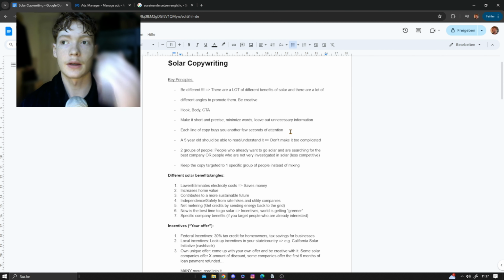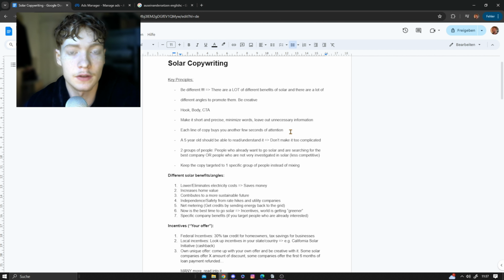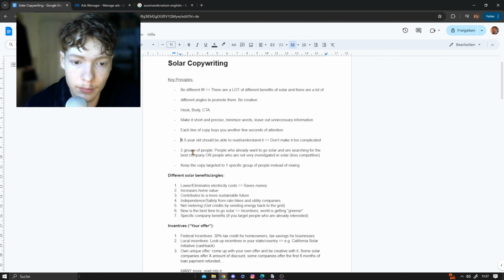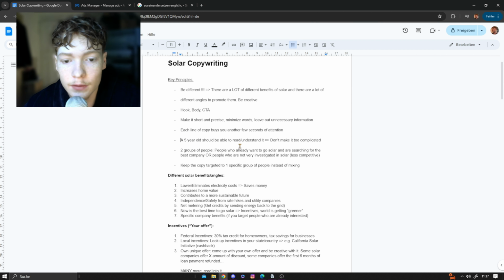This can apply to a video if you write a script for a video, and this can apply for a text. So in a video, this would buy you a few more seconds of watch time. Then next key principle: a 5-year-old should be able to read or understand it, and you don't make it too complicated. Yeah, so very easy.